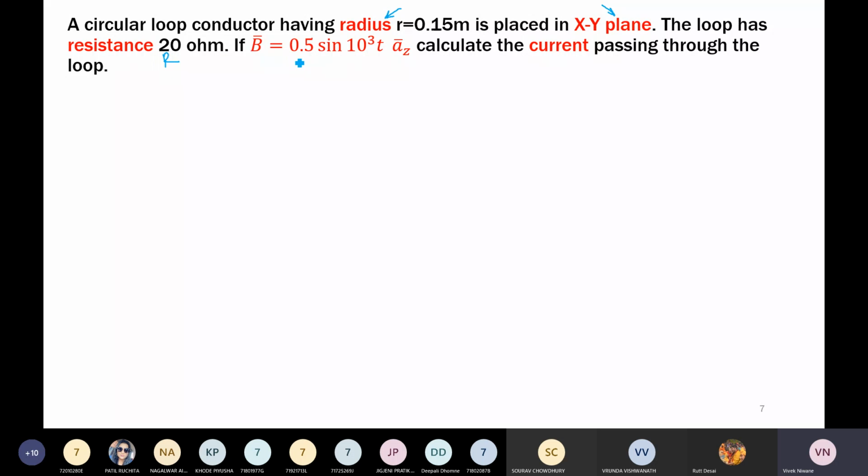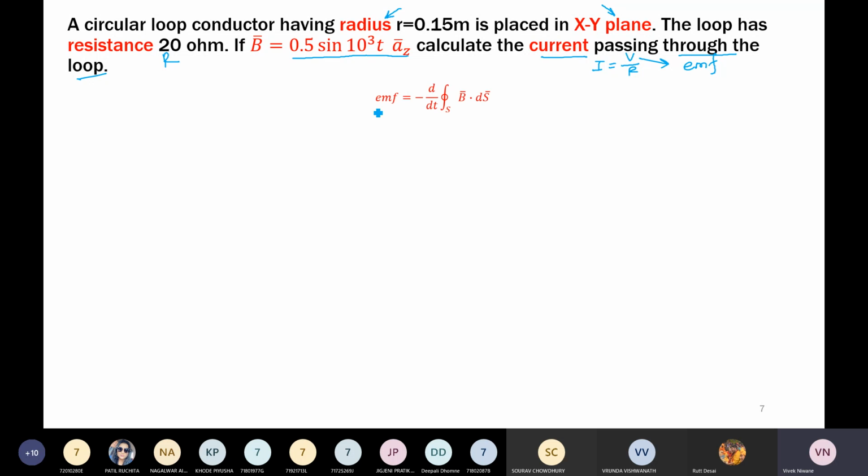If B bar has a certain equation, we really do not read the equation at all. B bar is given by a certain expression. Calculate the current passing through the loop. Now, for the current passing through the loop, we know that I is equal to V by R and we need to calculate V, that is EMF. How much EMF has been generated inside the circular loop.